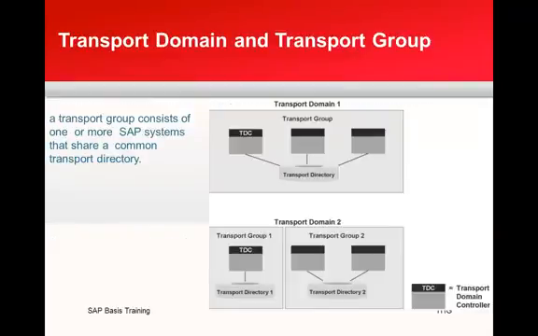Okay, now transport domain and transport group. A transport group consists of one or more systems that share a common transport directory. So the basic thing for a transport group is that it should have a single transport directory. Okay, so this is your domain 1. Here, in the transport domain, this is transport group 1. This is your transport group 2, but these two are in the same domain.